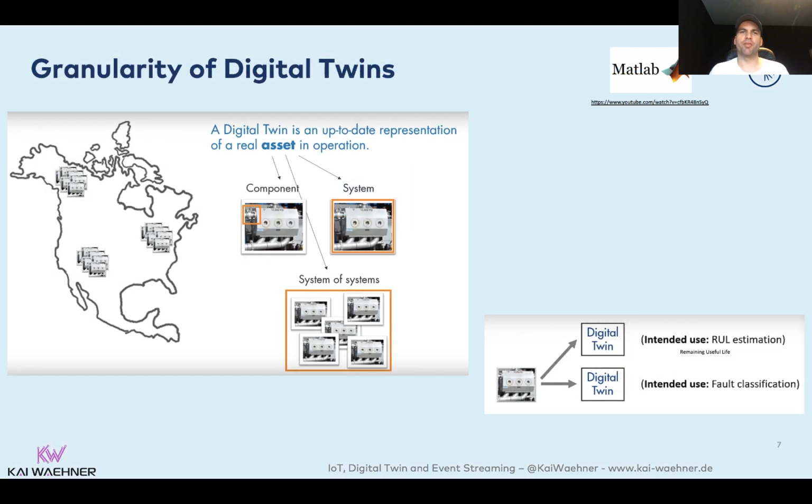And with these kind of different definitions of a digital twin, we also need to understand that there is a specific granularity you have to think about. This is greatly represented by MathWorks in a YouTube video, where we can see that a digital twin can be either one specific component, or it can be a system of different components, or it can even be a system of systems. So that's what you can see on the left side. And then also, even for one specific component, you might even build different digital twins, as you can see on the right side. For example, one for doing fault classification and one for estimating the remaining useful life. So there is many different kind of digital twins you can build.